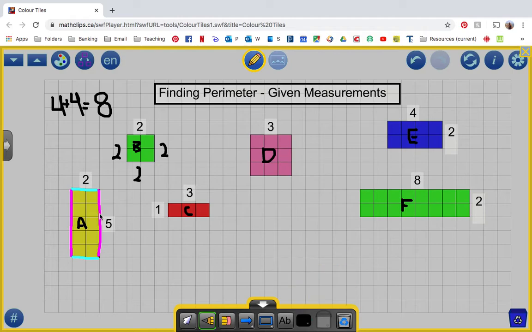So it saves us a lot of extra counting, right? We don't have to count over here. We just know, oh, that's 5, so this must be 5. And that's 2, so this must be 2. And whoa, what a time saver.